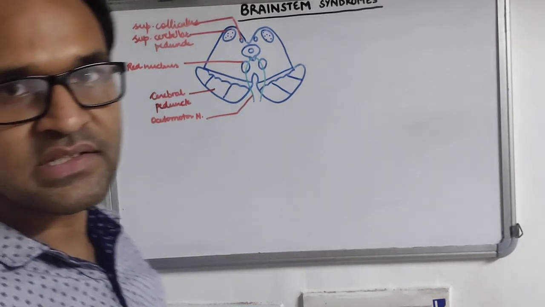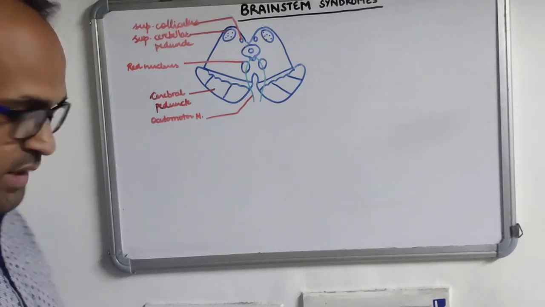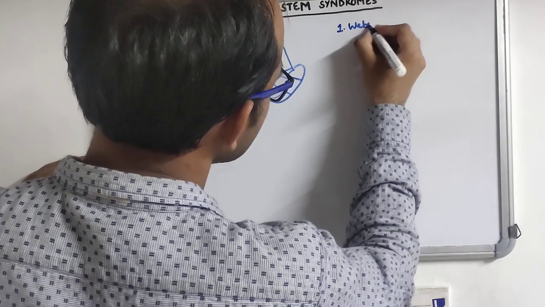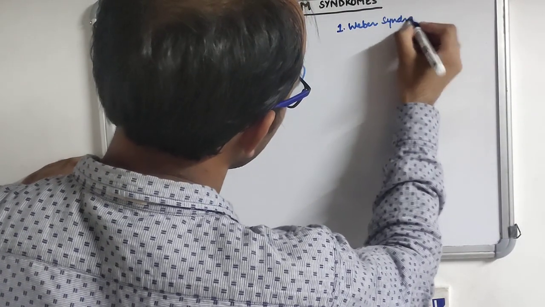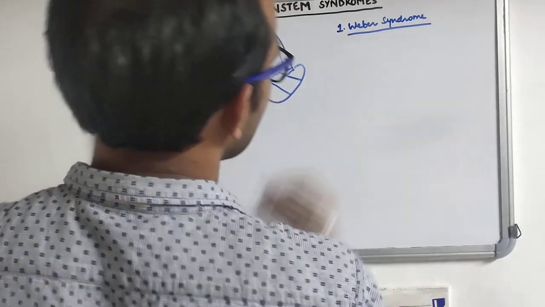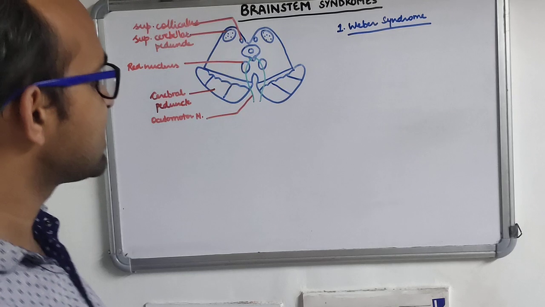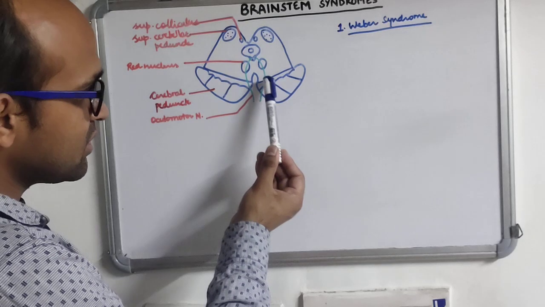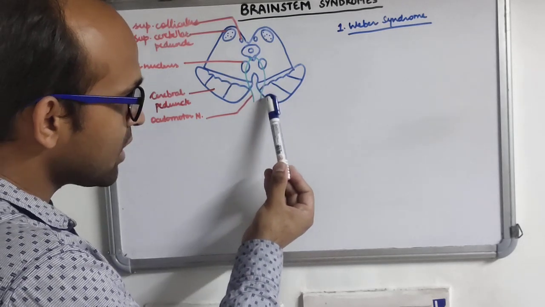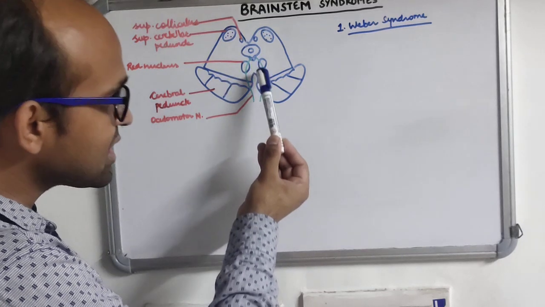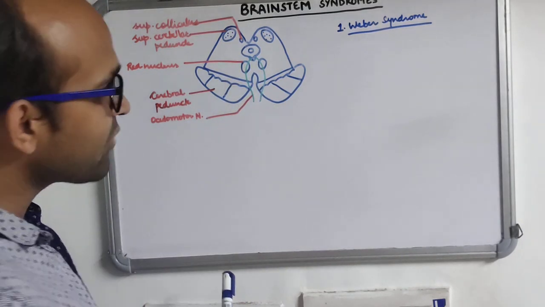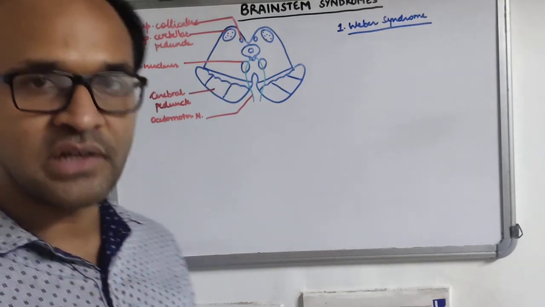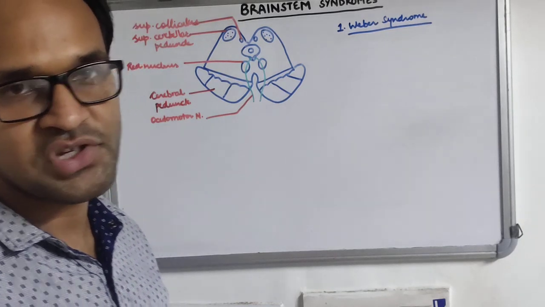Now we'll discuss syndromes related to the midbrain. First is Weber syndrome. Weber syndrome occurs when there is an injury in the region of the medial cerebral peduncle. When injury occurs in the area of the medial cerebral peduncle, the fascicles of the oculomotor nerve are affected. Apart from that, the descending corticospinal fibers are affected. So that results in ipsilateral third nerve palsy and contralateral hemiplegia.